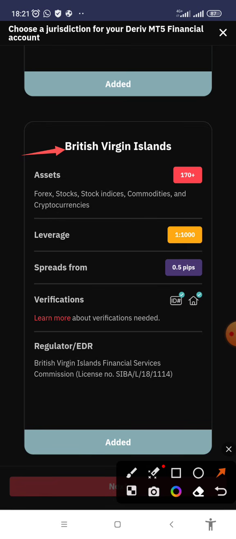Good. Now, the second account, which is under the British Virgin Islands, the assets you can trade are about 170 plus, which includes Forex, stock indices, commodities, and cryptocurrencies. The leverage that the regulator, not the broker, has given them to use, the maximum, is also 1:1,000, which is also very good.